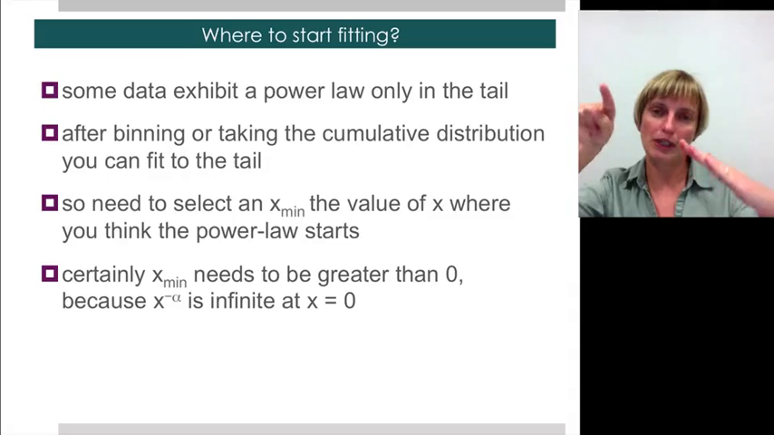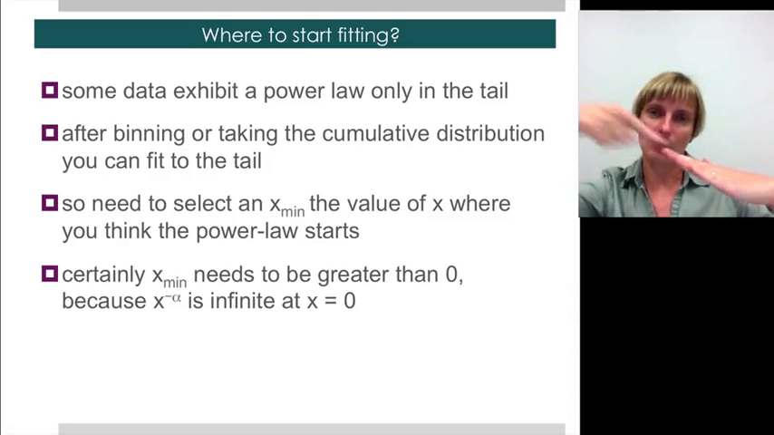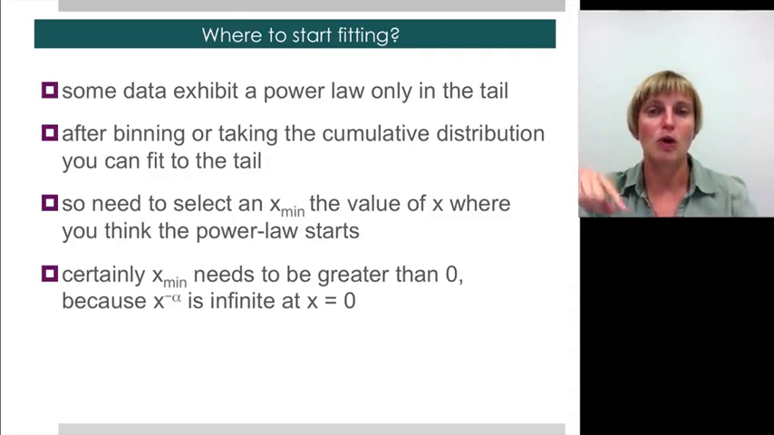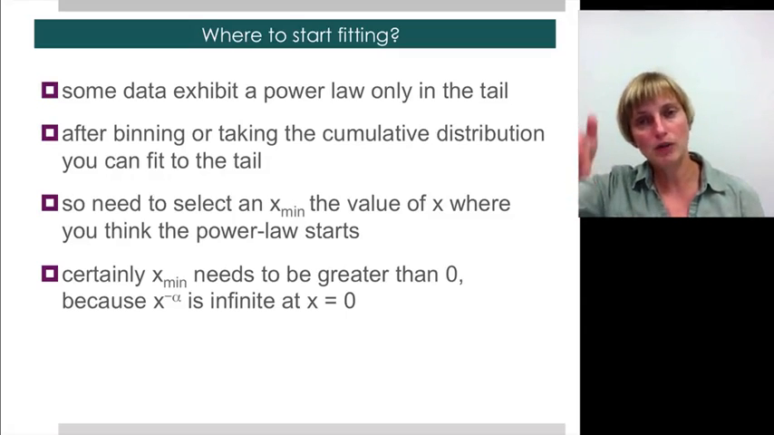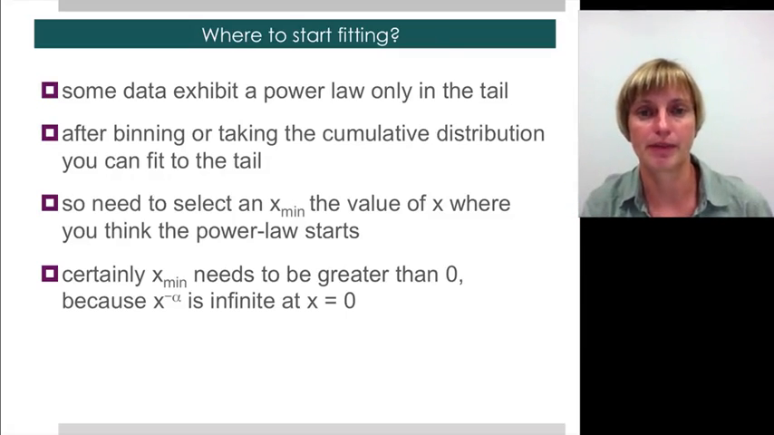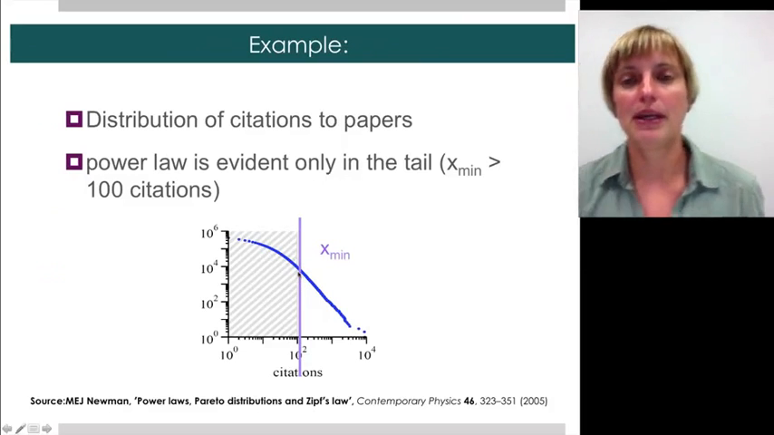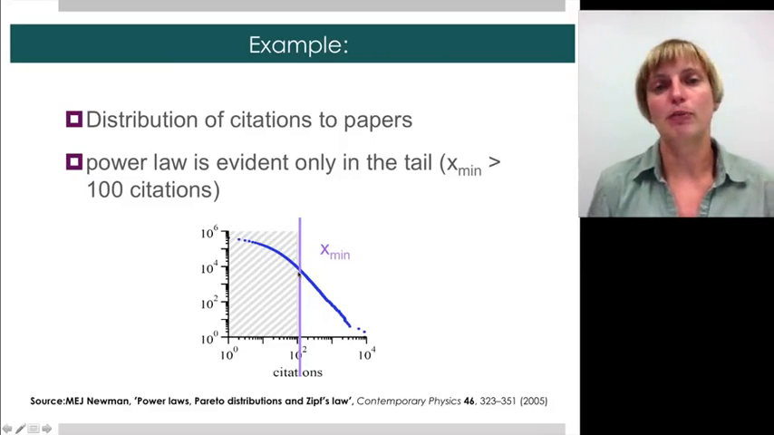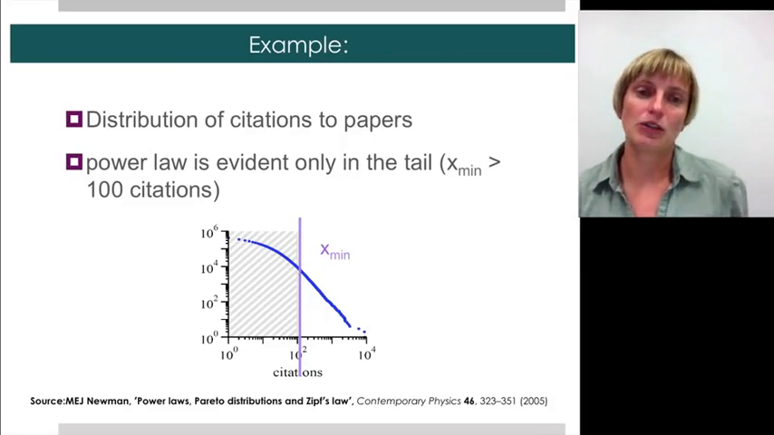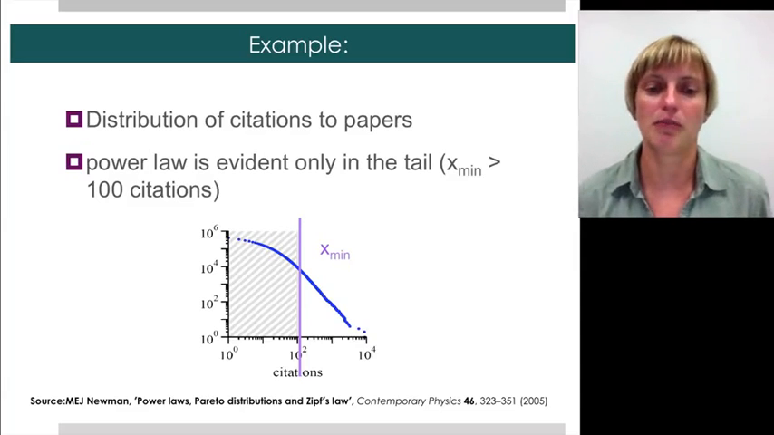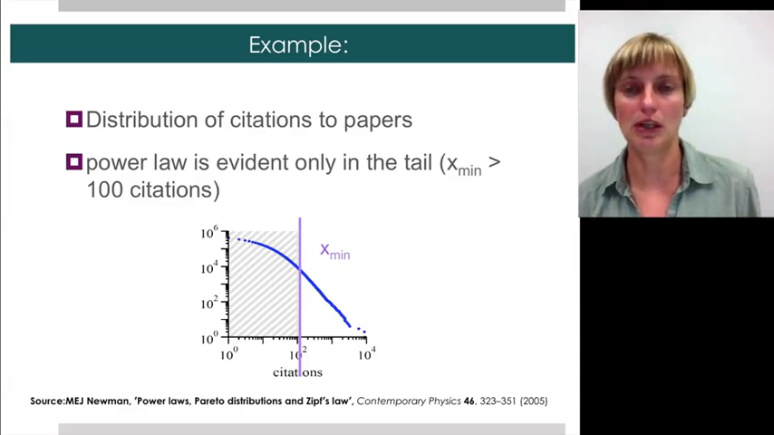So really, you just want to fit out here. You want to fit the power law there, but not be misled by the low values. So you can establish an x min, a minimum value, below which you're not going to be fitting. So if we look at, for example, citations, maybe the power law is only evident for papers that were cited at least 100 times. And so you can set x-min to be 100 and then fit the tail.